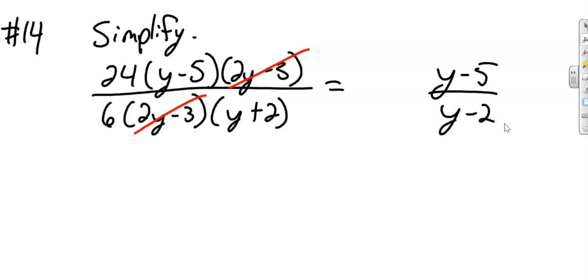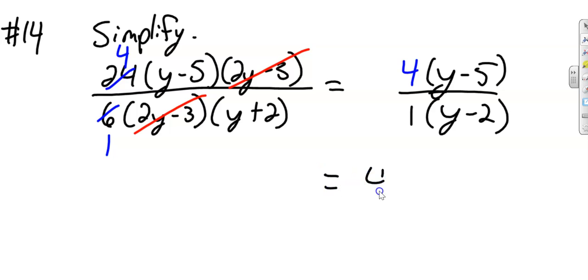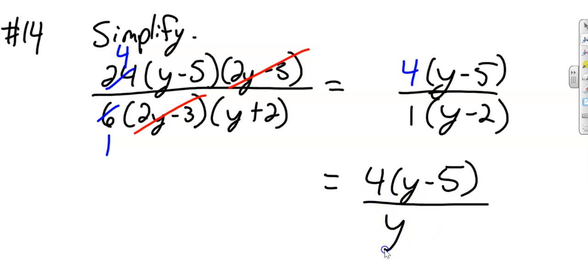The only other thing that you could do is with the 24 and 6, you could divide those both by 6 and make that down to 1 and 4. Okay, because those are in parentheses, go ahead and leave the parentheses there. Now for this one, you make it 4 over 1, so you don't have to put the 1. If you want to put this in the most simplified form with the least amount of work, then that would be the answer you're looking for there.